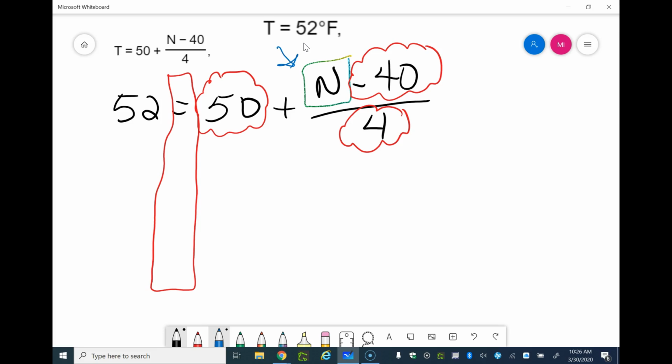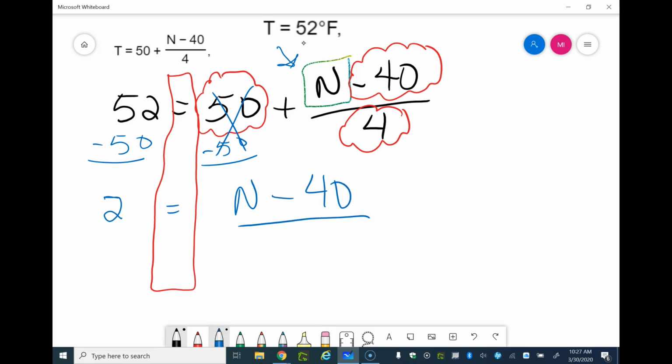So we do the opposite, which this is a positive 50, so I'm going to do minus 50. These cancel out, leaving me with just 2 on this side is equal to n minus 40. So the furthest away this time looks like it's going to be the 4 because it's kind of like in the basement. So these guys are like in the same room. This guy's like downstairs in the basement. So this one looks like it's the next furthest away from the end that we're solving for.